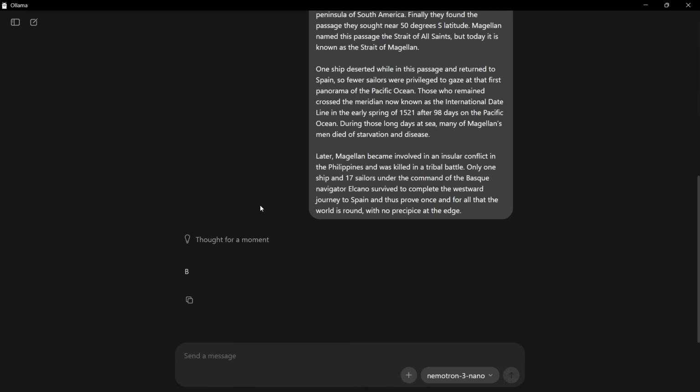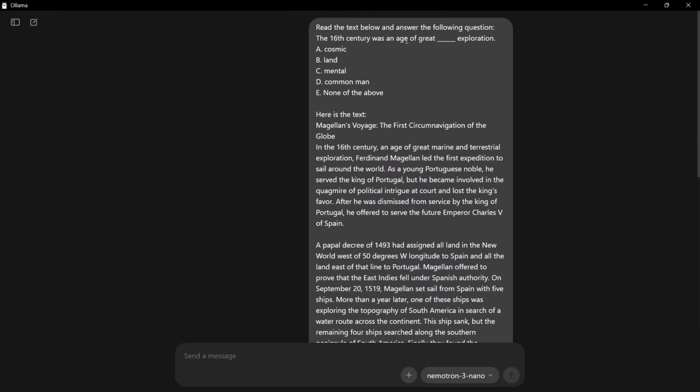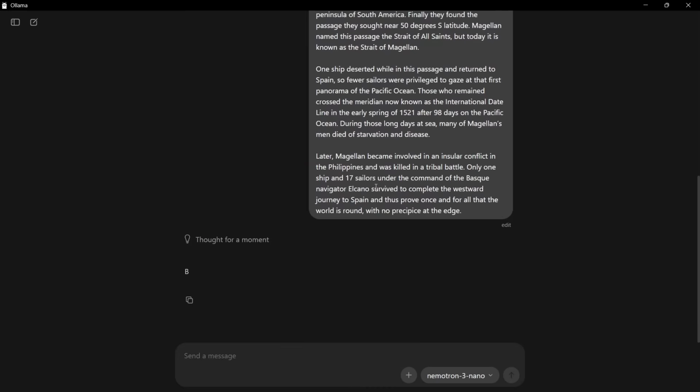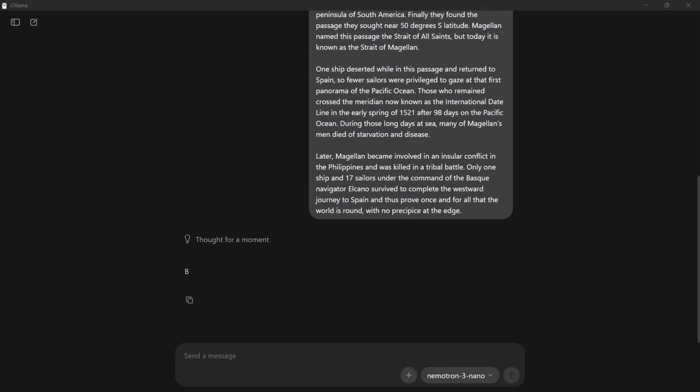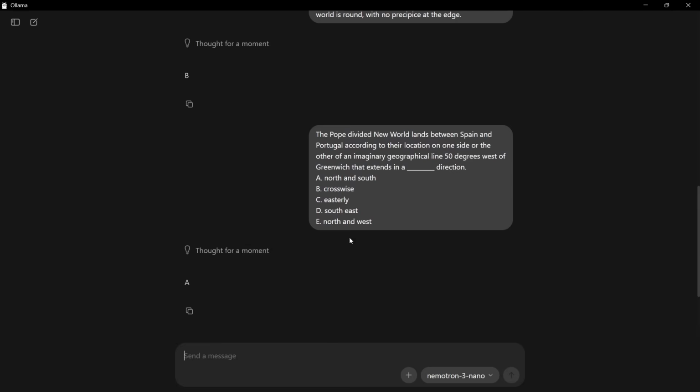It's just come back and said B, and B is land, so that's the correct answer. The 16th century was an age of great land exploration, so that's really good. Now let's ask it another 2 follow-up questions based on the same text. So we're keeping the same window open here. So it's saying A, north and south, which is also correct.